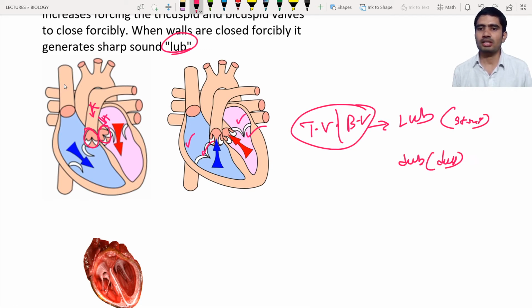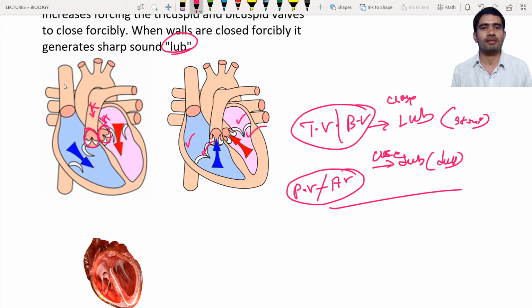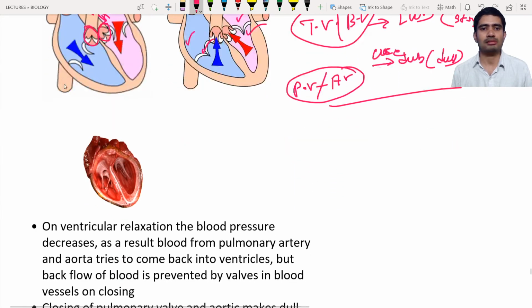So when will the dub sound be produced? When the pulmonary valve, which is present in the pulmonary artery, and also the aortic valve, which is present in the aorta blood vessel, close, they are going to produce the dub sound. When the tricuspid valve and bicuspid valve close, it is going to produce the lub sound. So this is the only difference between the lub sound and the dub sound.